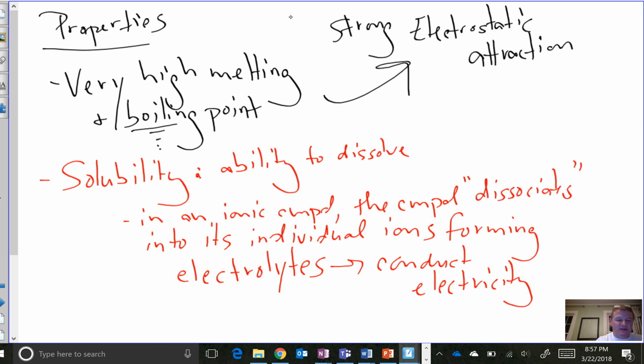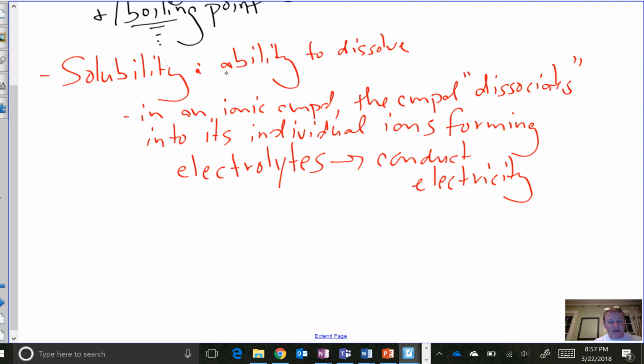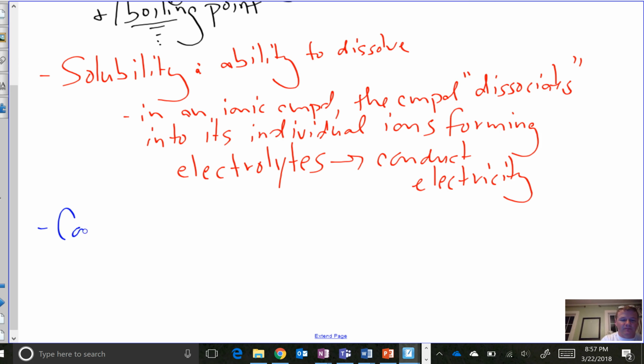Okay, so going back to this solubility, solubility is when they dissolve, and they dissolve in water. So now I'll add to this conductivity. Okay, and by definition, conductivity is being able to conduct an electric current.